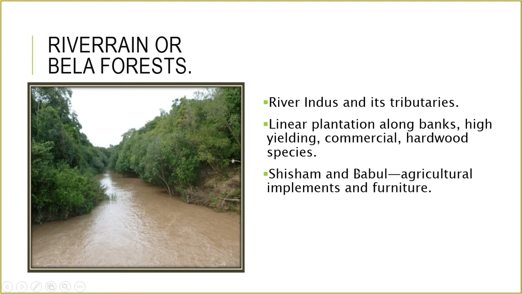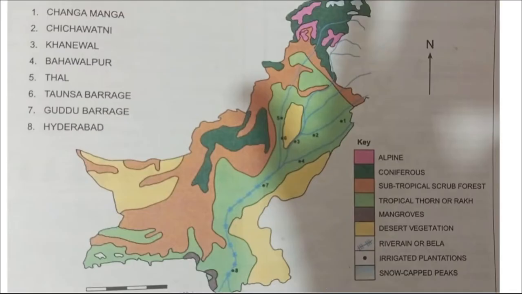Shisham and marble, these are the names of the wood. These are important. Why? Because they are used for making agricultural implements and also for making furniture. So these types of forests are the easiest to locate. You just have to follow this blue line, and you know what this blue line is? It's the river Indus. So it is going to line these lines that you see in the key. This is the key for the riverine or the Bela forest.